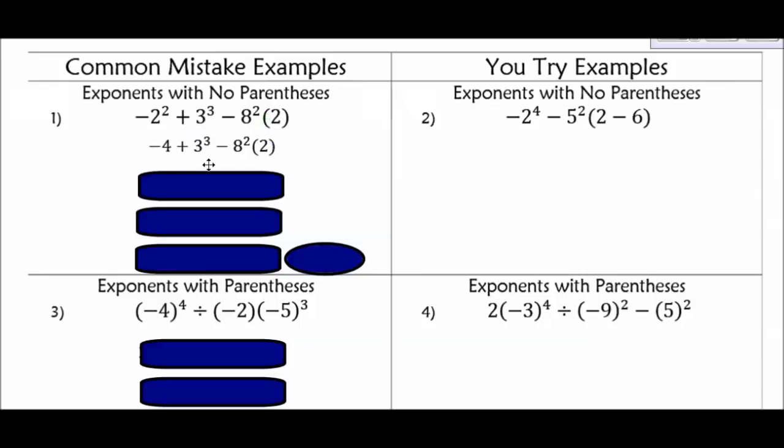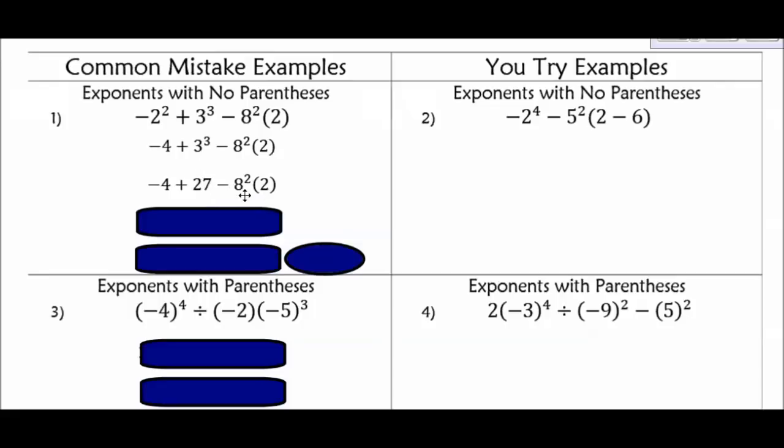I'm actually not going to touch anything else. I'm going to leave it exactly the same. Still have the 3 cubed minus 8 squared times 2. Now I'm going to do the next exponent. I'm still just working left to right. Negative 4 doesn't change. 3 to the third power is 3 times 3 times 3, which gives us 27.